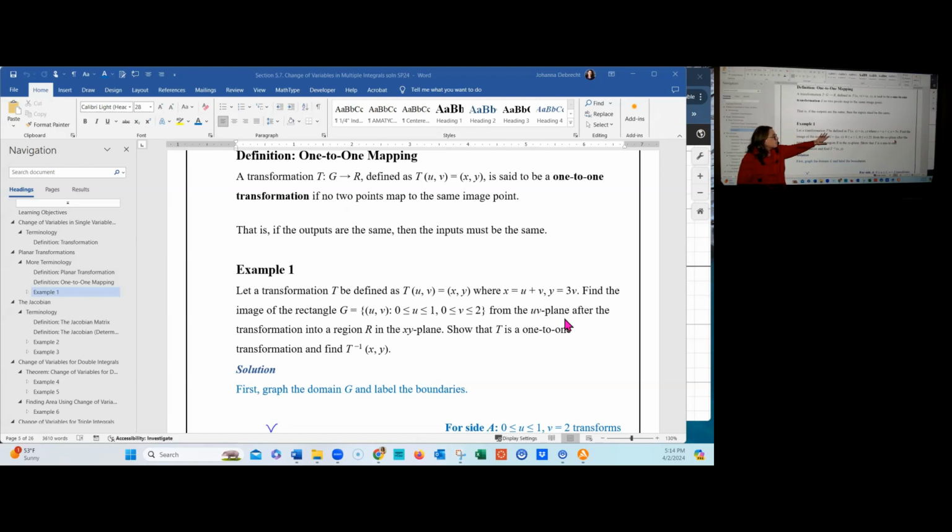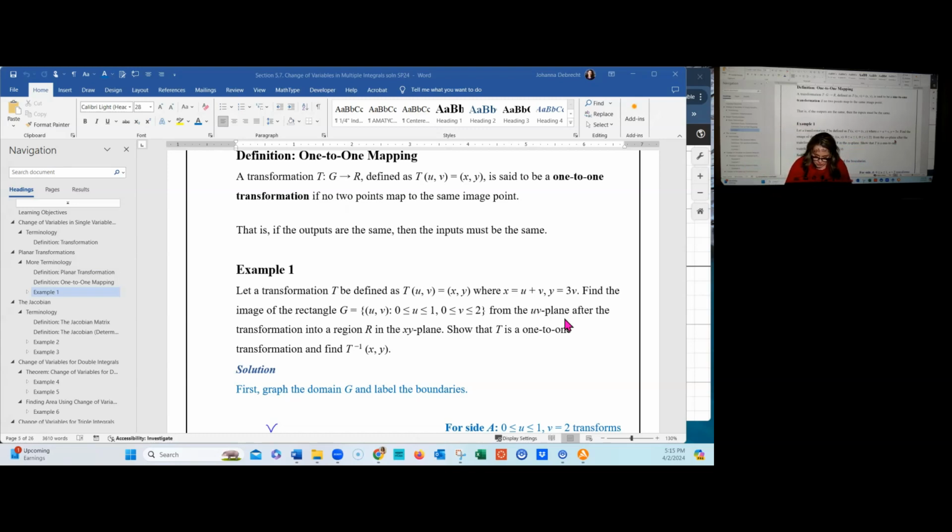Let's start with example 1. We're going to define our transformation T of u and v to give us an ordered pair xy, where x is equal to u plus v and y is equal to 3v. And we want to find the image of a rectangle from the UV plane. So technically, we generally want to go the other way around. We want to start in xy and end up in UV. But we're going to go in this backwards direction to make it a little easier to understand how the transformation works. So for the rectangle in the UV plane, u is going to vary from 0 to 1, and v is going to vary from 0 to 2.